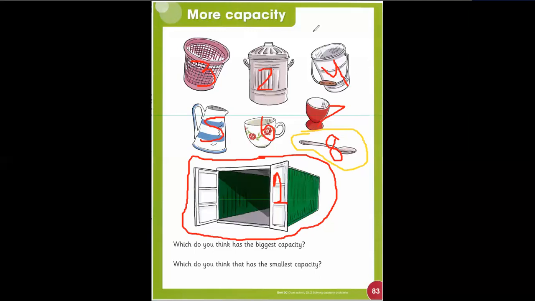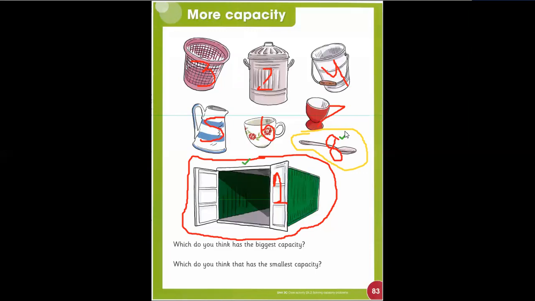So in the jug and cup, which has the most capacity? Jug. In all these containers, which has the biggest capacity? That is number 1. So which do you think has the smallest capacity? The spoon has the smallest capacity. Biggest capacity, and smallest capacity.